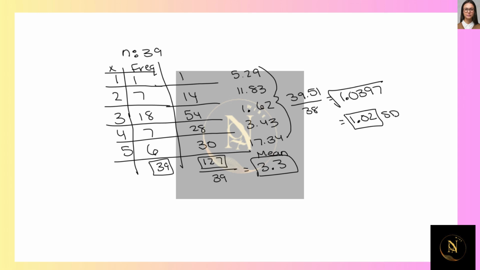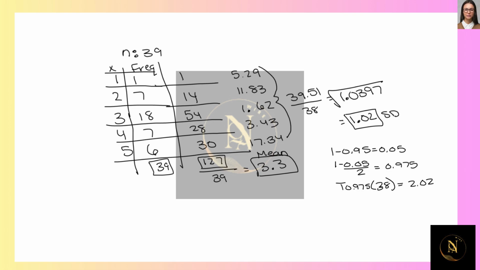And so you're going to do 1 minus 0.95, it's 0.05. 1 minus 0.05 divided by 2, and that's 0.975. So then t at 0.975, degrees of freedom is going to be 38, and that is equal to 2.02.